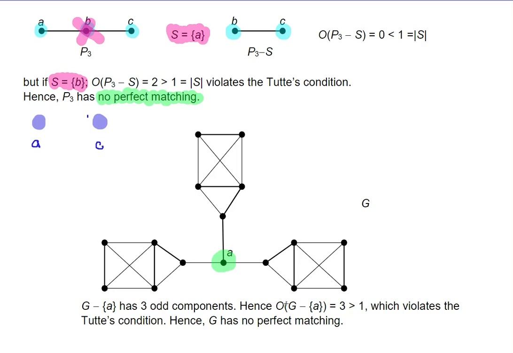So the size of the set A is 1, and the number of odd components of G minus A is 1, 2, 3. We have 3. 3 is greater than 1. So from the Tutte condition, it must be less than or equal to the size of this set. So if it is greater, it still violates the Tutte condition. Thus G has no perfect matching.